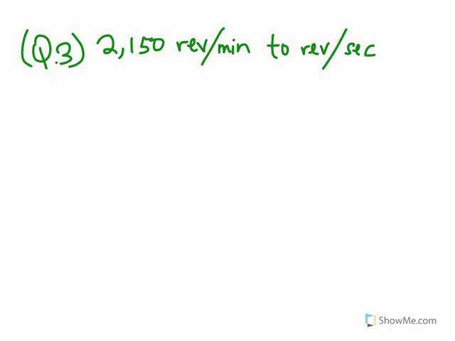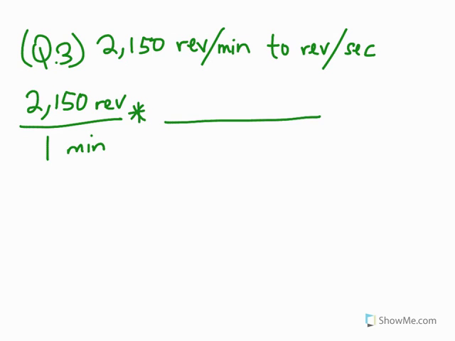Question 3. 2,150 revolutions per minute to revolutions per second. So this is 2,150 rev per 1 minute, times. Now we want to keep rev as it is, so we won't touch it. But we want to change minutes. What you want to keep, don't touch it. That's the way this method works. Just change what you want to change.